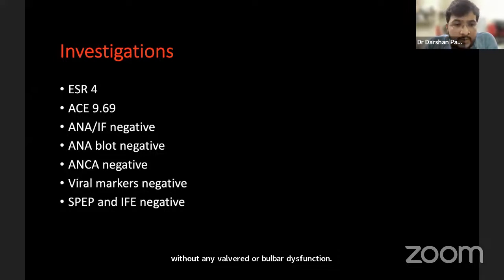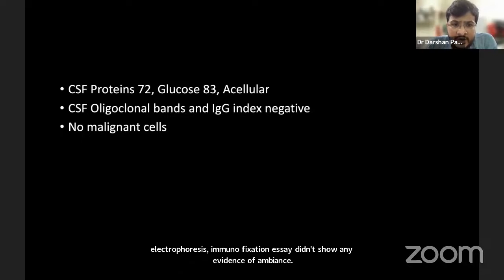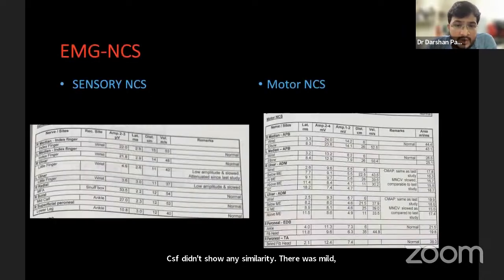Investigations-wise, his routine blood investigations, vasculitic profile, viral markers, protein electrophoresis and immunofixation assay didn't show any evidence of M bands. CSF didn't show any cellularity. There was mild albuminocytological dissociation, no oligoclonal bands and no malignant cells.